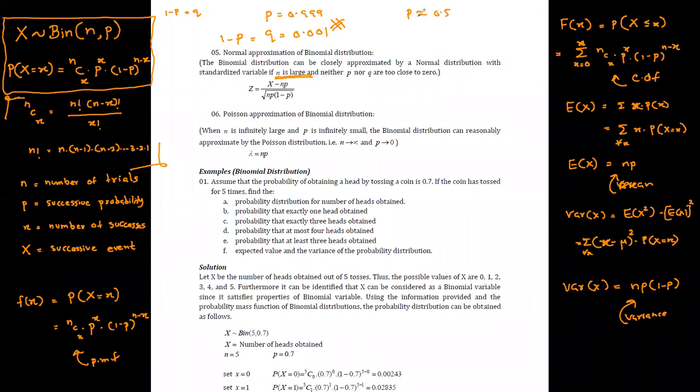But suppose P is equal to 0.5001, then 1 minus P, or simply Q, would be equal to 0.4999. Therefore, neither P nor Q is close to 0. In such situations, with a large number of n, we can approximate the binomial distribution with a normal distribution.